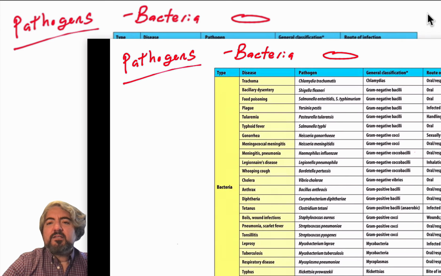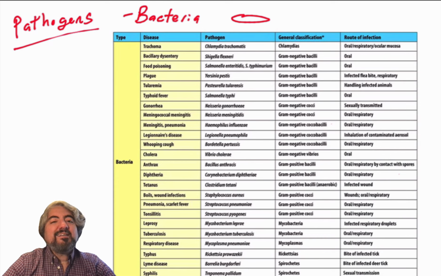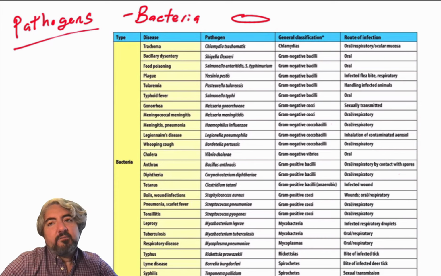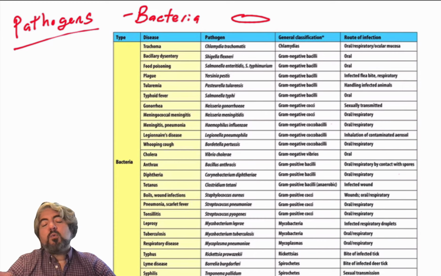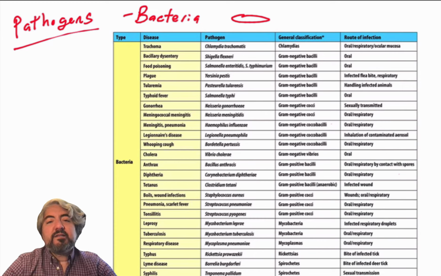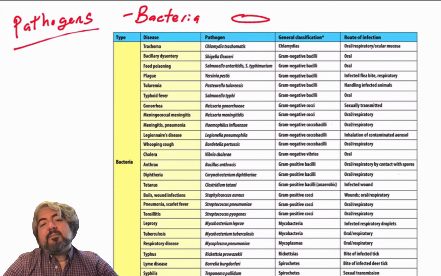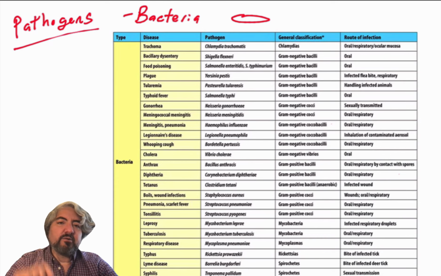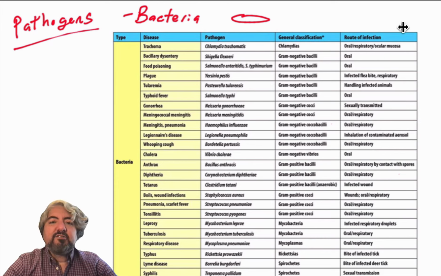The second group of pathogens are bacteria. So bacteria are living organisms, as opposed to viruses, which require entry into our cells to replicate. A bacteria can replicate on their own. This is how I typically draw bacteria, this sort of rod-shaped structure.